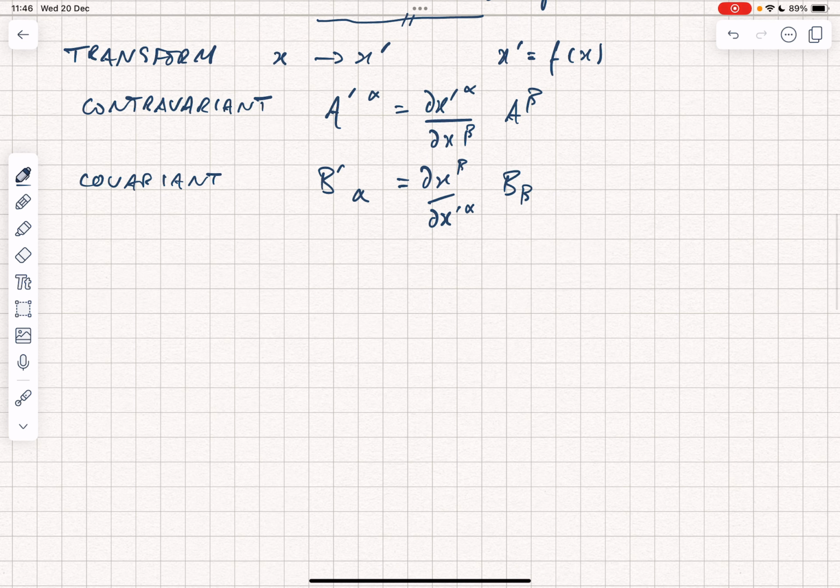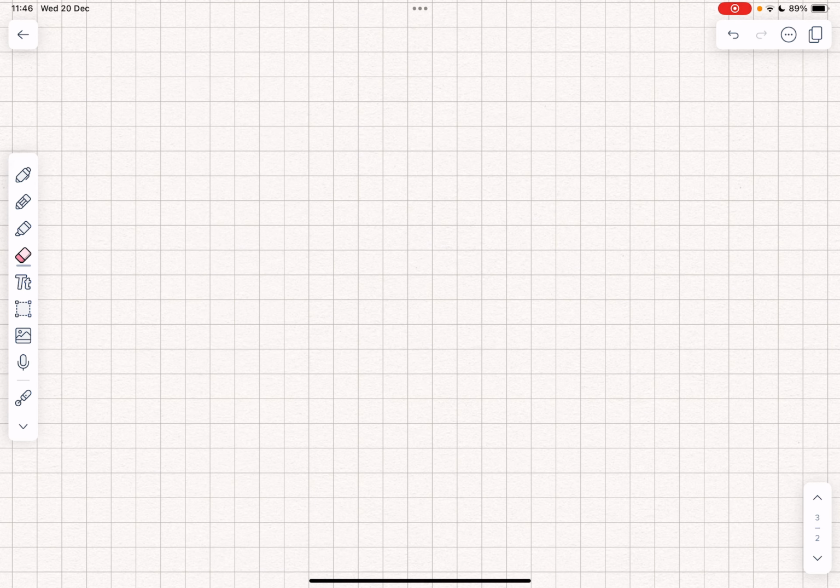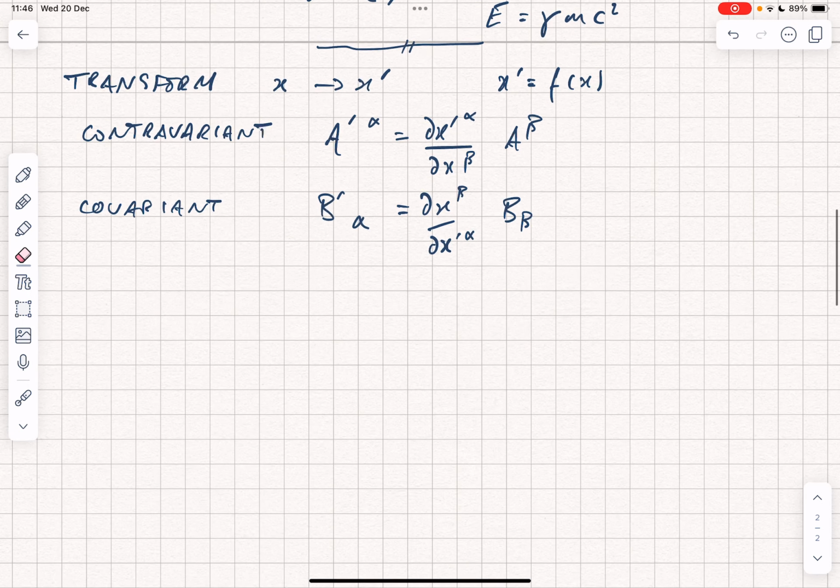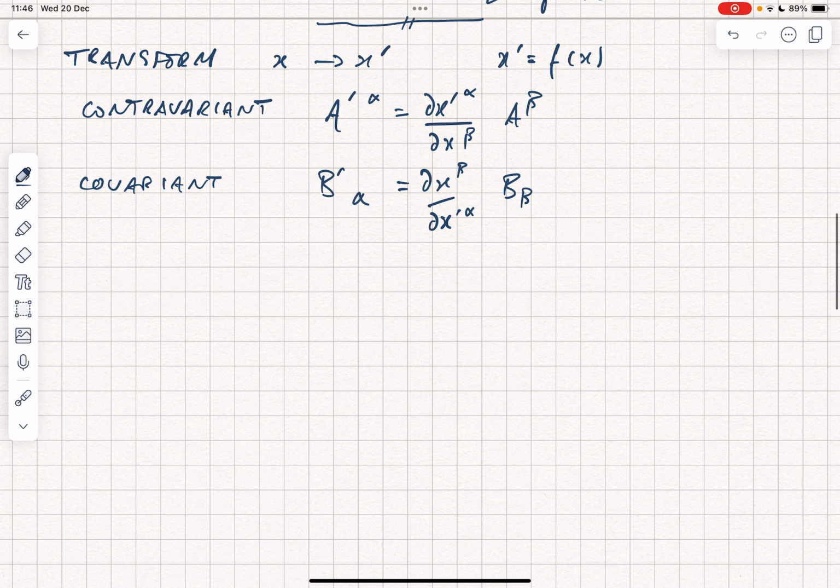Let's just make a brief note. What we're interested in is invariance. So let's say that we're going to write b dotted with a is equivalent to b alpha a alpha, and really that needs to be invariant because it's a number, and when we change between reference frames, numbers shouldn't change. Therefore that must equal b primed alpha a primed alpha.